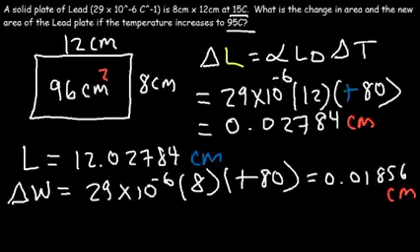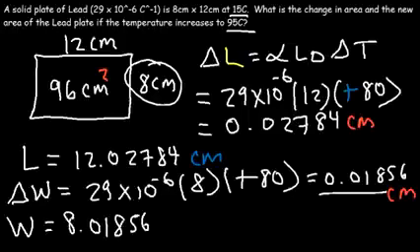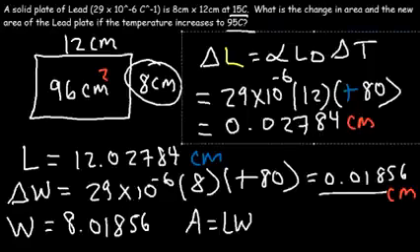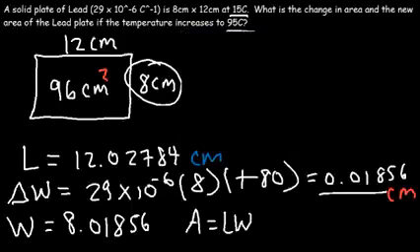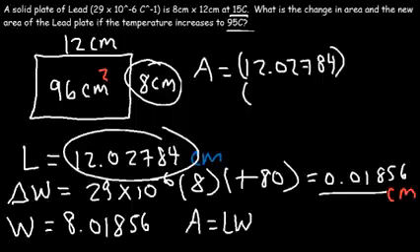So now what is the new width? So W, which is W initial plus the change, is now 8.01856. So now we can calculate the new area, which is simply the new length times the new width. So let's make some space first. So it's going to be the new length, which is 12.02784 times the new width, which is 8.01856.